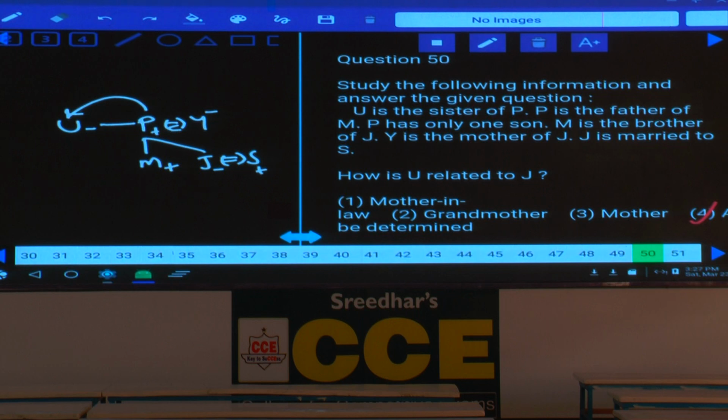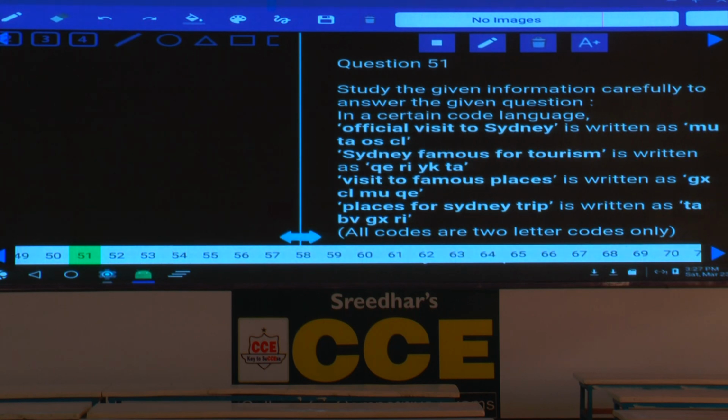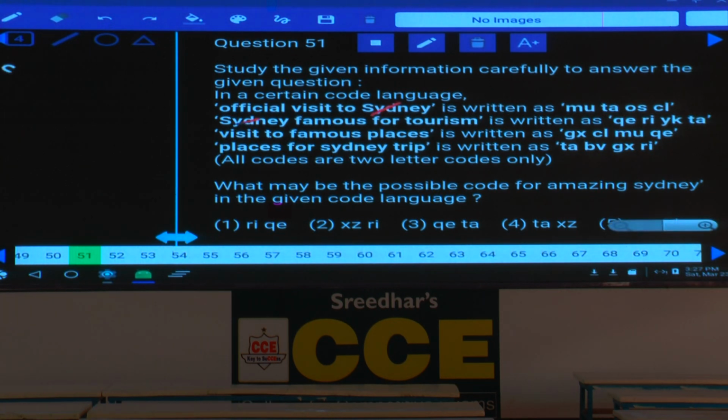Now in this 86 to 90, these five are based on coding and decoding. In the first one, official visit to Sydney is written as so and so. Sydney famous for tourism. Tell me what is the word which is common between these two. Official visit to, and famous for tourism. Sydney is the only word which is common between the first and the second statements.